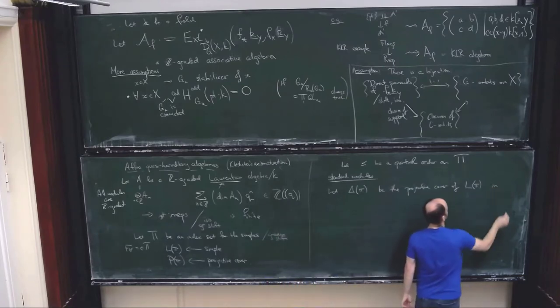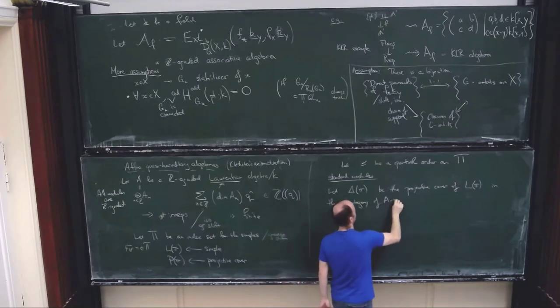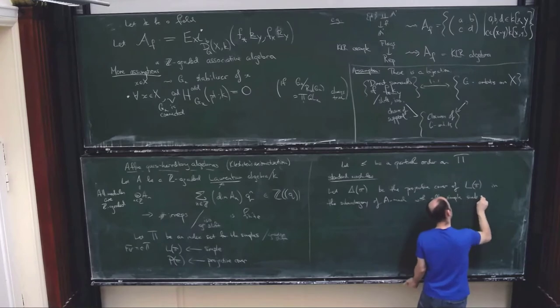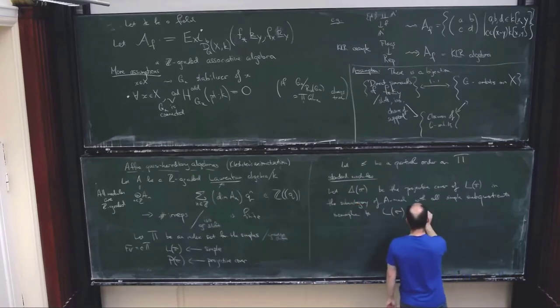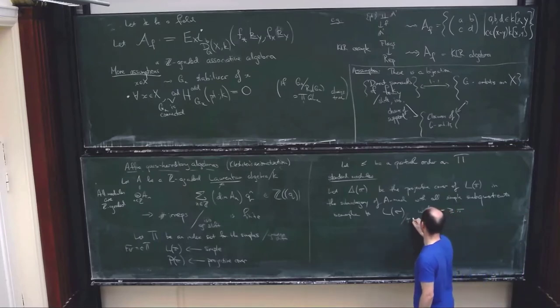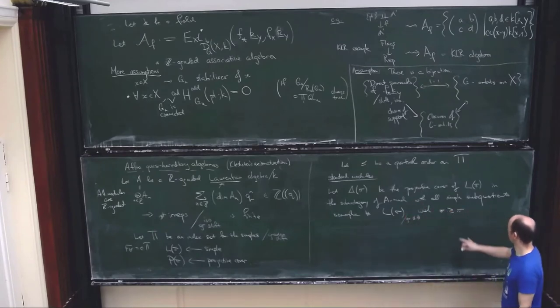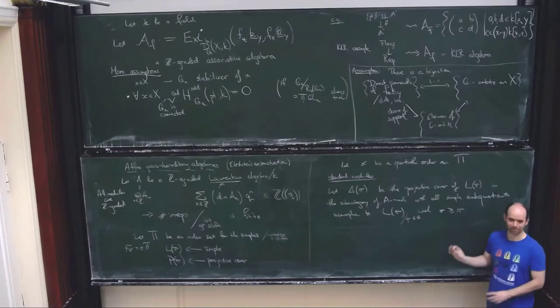in a different subcategory. In the subcategory of A modules with all simple subquotients isomorphic to L of sigma up to grading shift with sigma bigger or equal to pi. So this is a perfectly nice abelian subcategory of A modules, and I can just take its projective cover inside there. At the moment, this is a very general construction. Hopefully, I'll be consistent with my greater than or equal signs. I'm trying to make it consistent with the geometry, which may explain why it looks opposite to some people.